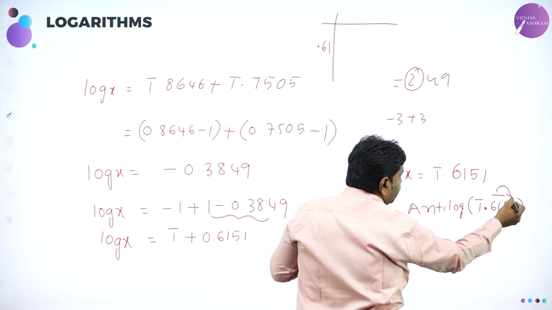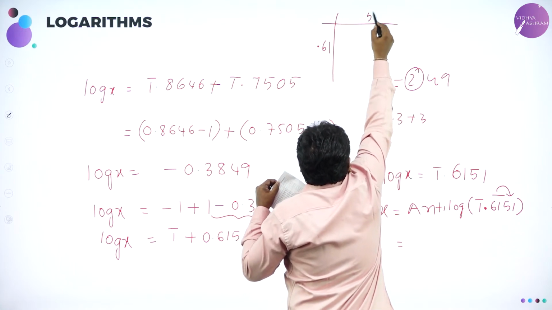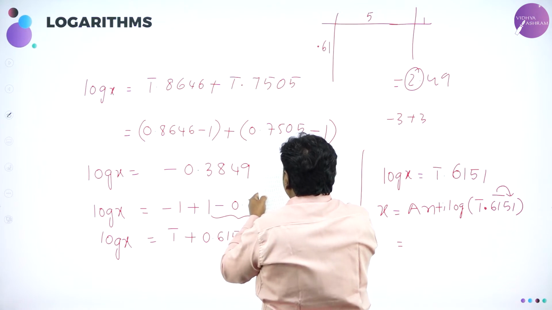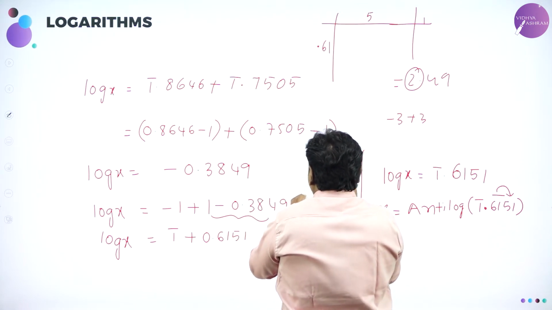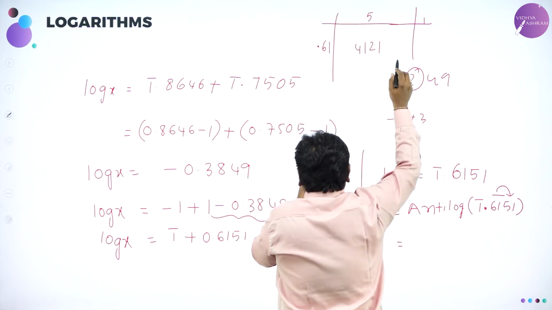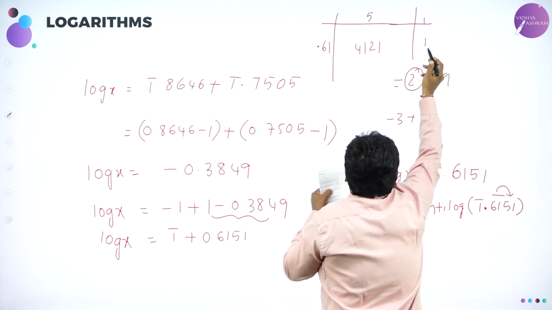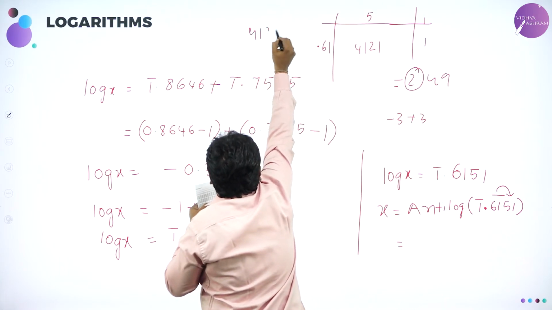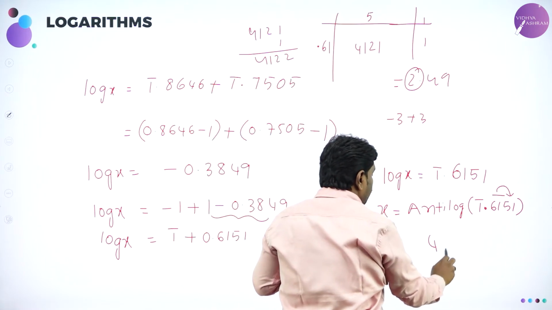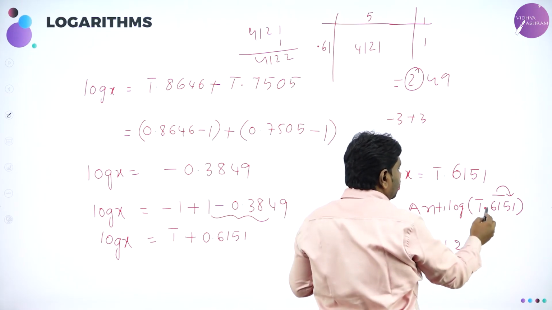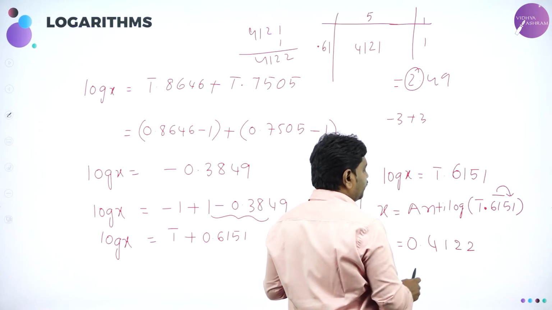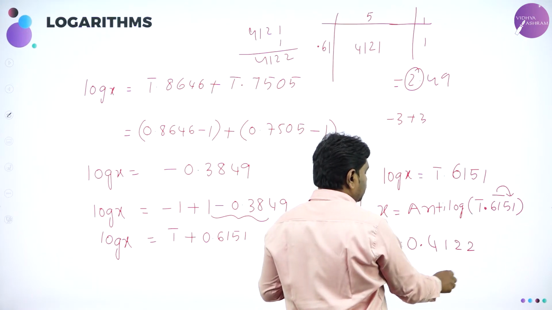0.61 under 5 under 1, under 5 and under 1 mean difference. So 0.61 under 5, if you open the anti-log and see, you'll have 4121. Under 1, if you see mean difference, it will be 1. So that mean difference you should add to that 4121, it will become 4122. So now answer is 4122, and bar 1 is there. Bar 1 means what? 0 point. Bar 1 means 0 point.